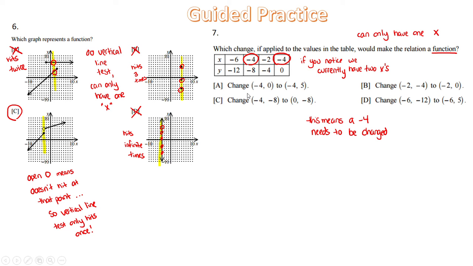Well, let's go through it one at a time. At A, it says change negative 4, 0 to another negative 4, 5. But that means my negative 4 didn't change at all. And looking at B, it says change negative 2 to another negative 2. But again, we're needing to change the negative 4 and not the negative 6 like in D. Only C says change a negative 4, negative 8 to a completely different number of 0, meaning if I put a 0 here, then I would have negative 6, 0, negative 2, negative 4, and none of my x's repeat, which is what we want.